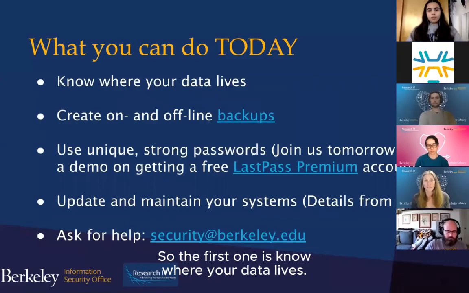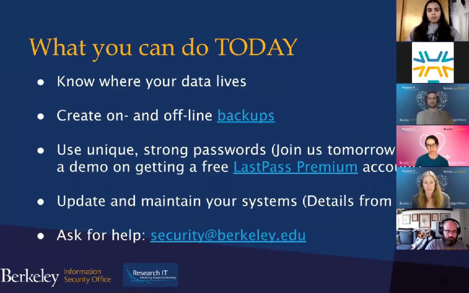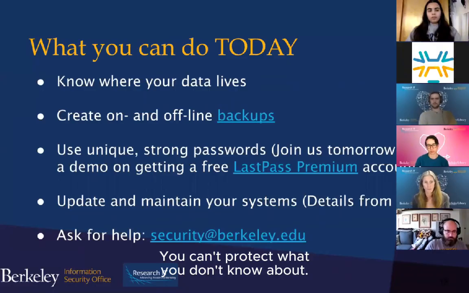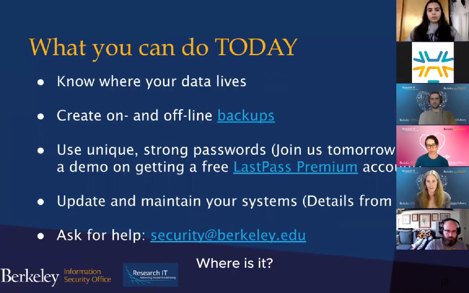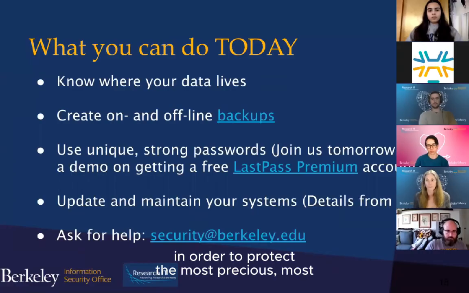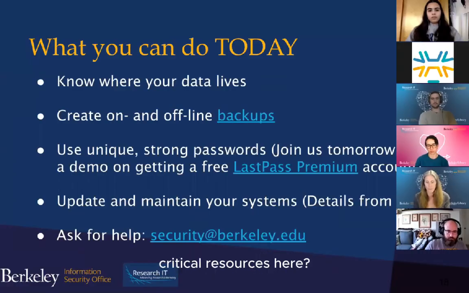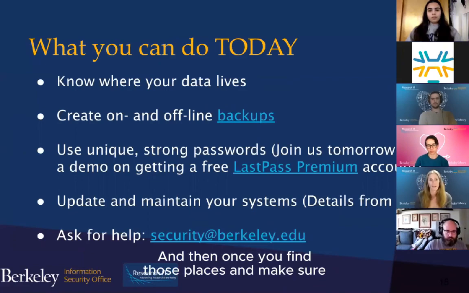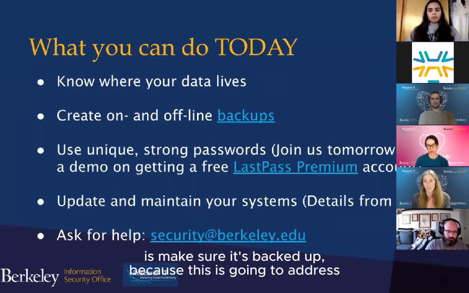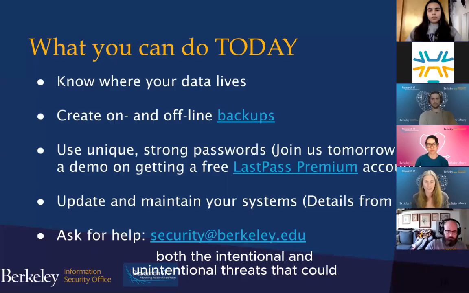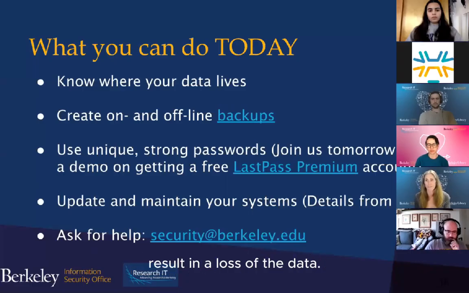So the first one is know where your data lives. You can't protect what you don't know about. So when I talked about thinking about what would be the impact if this data was gone, think about that data. Where is it? Where are the copies of it? What systems do I need to focus on in order to protect the most precious, most critical resources here? And then once you find those places and make sure you know where the data is, the first thing to do is make sure it's backed up, because this is going to address both the intentional and unintentional threats that could result in a loss of the data.